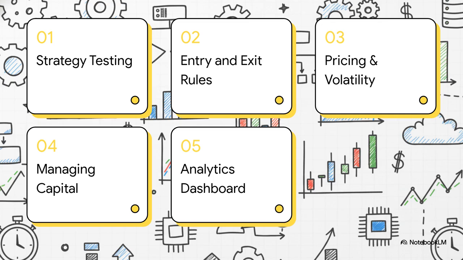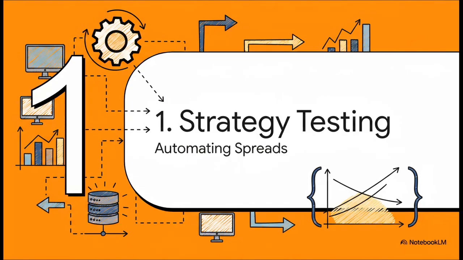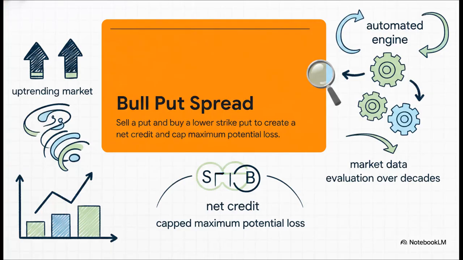Let's jump right in. All right, Section 1, systematic options strategy testing, automating the credit spread. Before we get into the heavy code logic, we really need to establish our baseline. This entire backtester is engineered around one highly popular option setup, the bull-put spread. Basically, this is a bullish strategy where you sell a put option to collect premium and then simultaneously buy another put option further out of the money at a lower strike price.